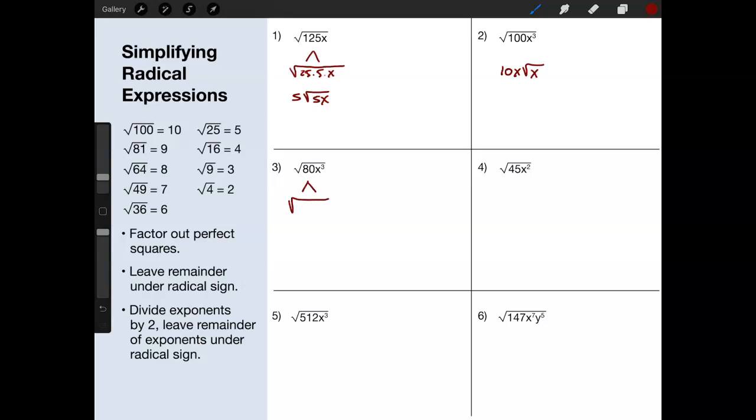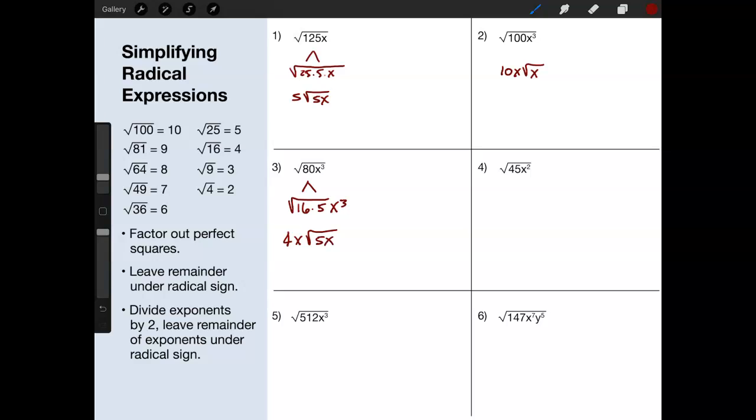So we can rewrite this, the square root of 16 times 5, and now we have x cubed. We can pull one of the x's out. The square root of 16 is 4, so we pull out 4x, and we are left with 5x under the radical sign.